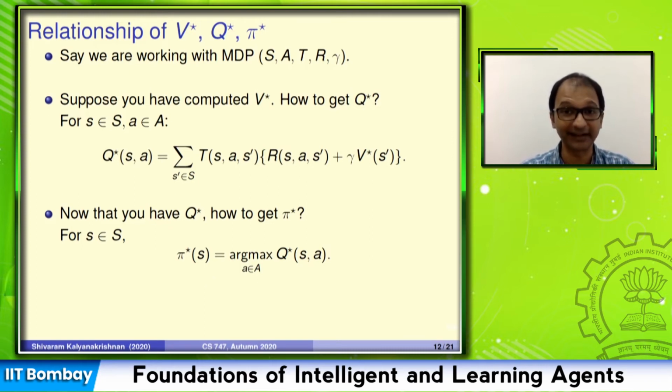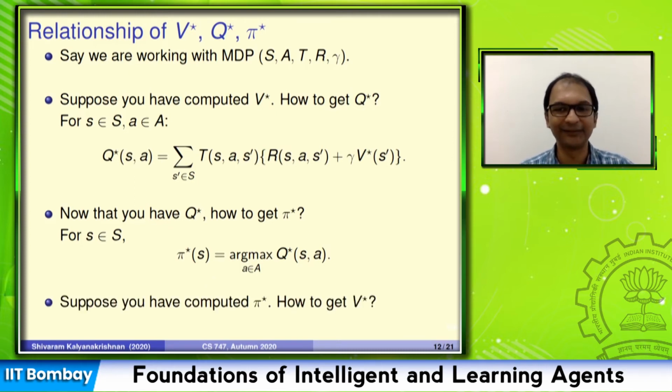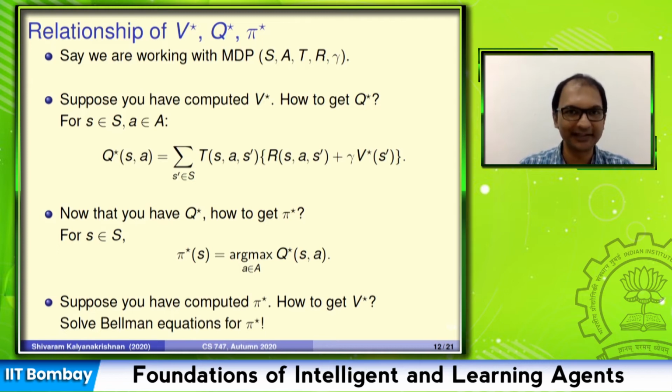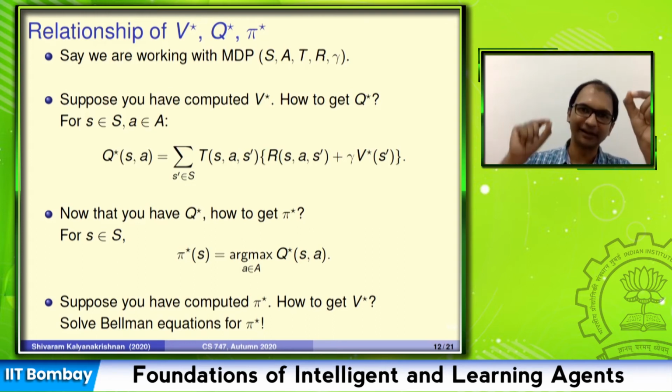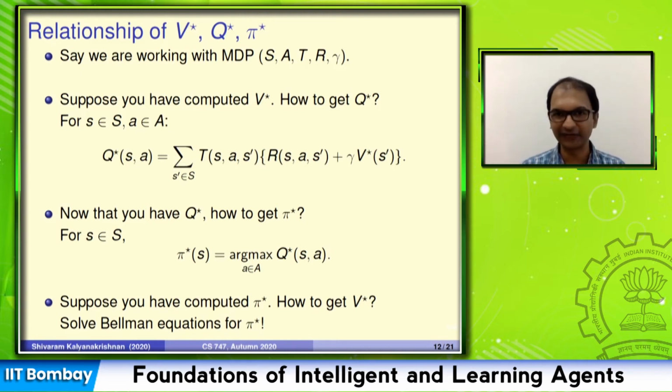But whichever way you do it, you can call that policy pi star. And if you have pi star, can we get back V star? Turns out there's actually a simple way of doing it. You just do policy evaluation. We know that V star is the value function of the optimal policy pi star. So if you solve the Bellman equations for pi star, you have V star. So from V star you can get Q star, from Q star you can get pi star, from pi star you can get V star. Basically you can get any of these from the others in a relatively straightforward way.